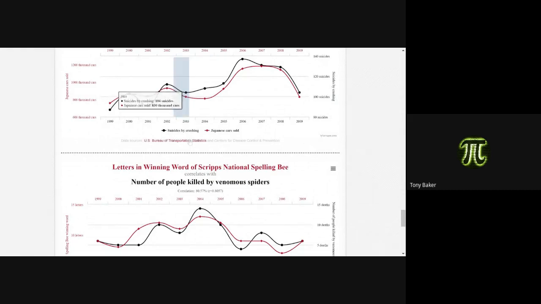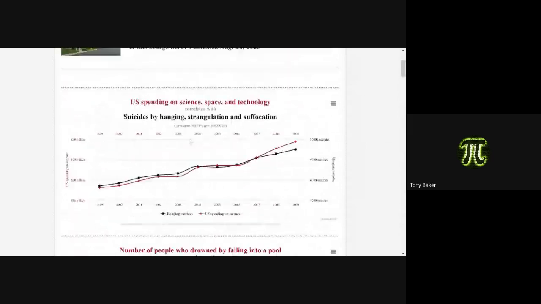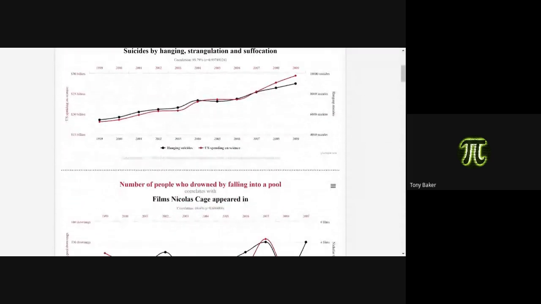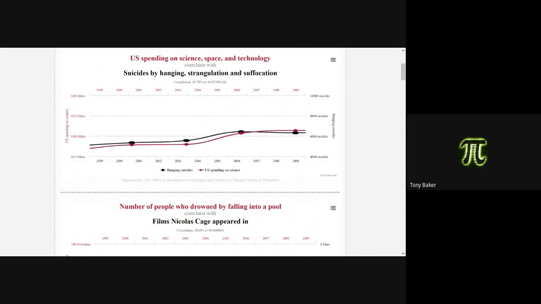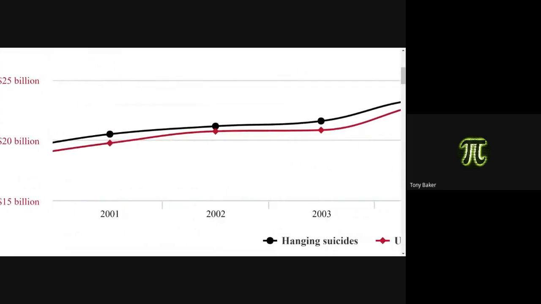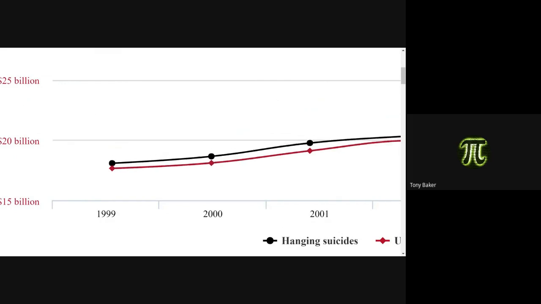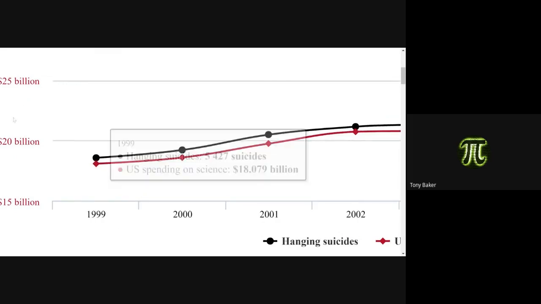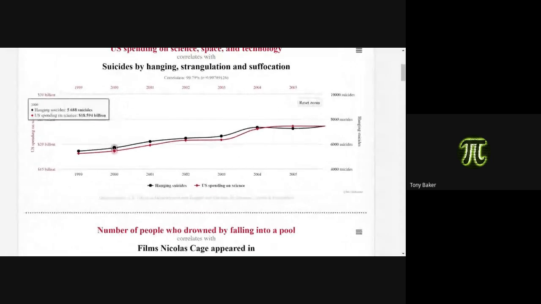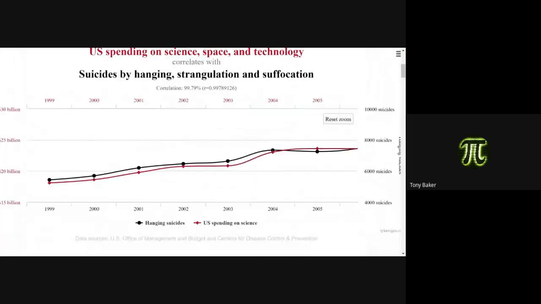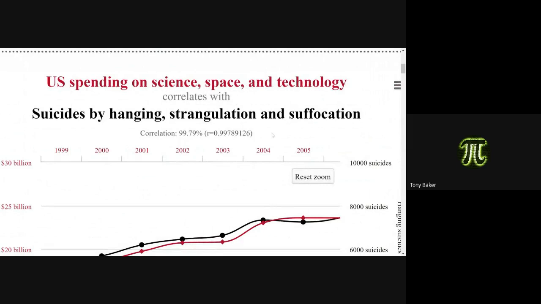Yes. What defines the amount of correlation? Because you'll look at the first one that looks so similar, and then you go down and see that. Hold on, let me zoom in a little bit. Trying to make it so you can actually see the numbers. This one, see, it's 99.79.